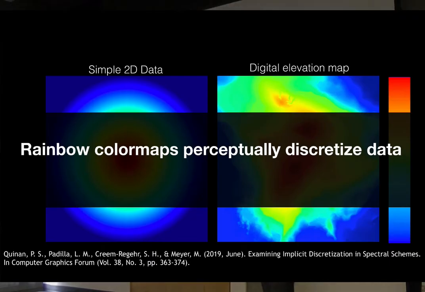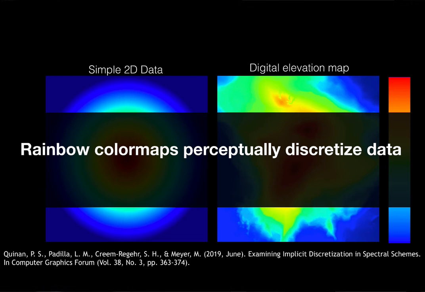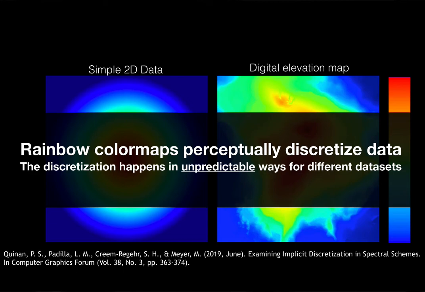And what we found in 2018 is that rainbow color maps perceptually discretize data. We see them as bands or sections rather than continuous information, which is a problem because they are continuous. The other issue is that the discretization happens in unpredictable ways across different data sets.